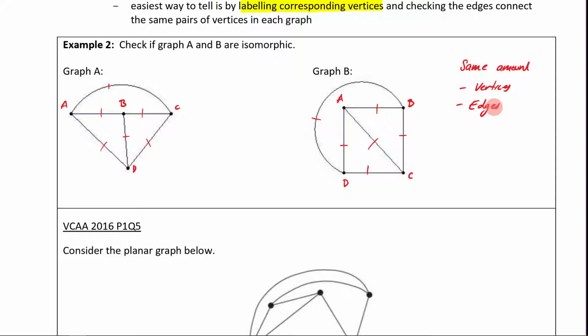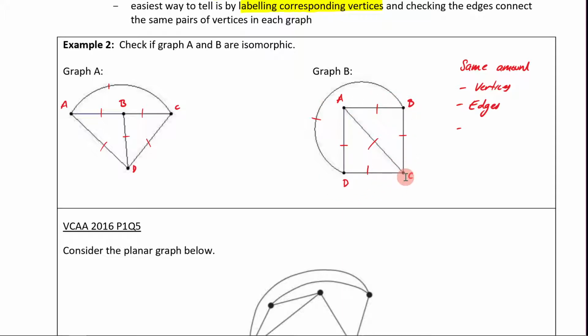And then what we can also check is that we have the same connections. So can A go to B? A goes to B, C, and D. That's true. So if I come over here, A goes to B, C, and D. That's good. B goes to everything. B goes to D, A, and C.